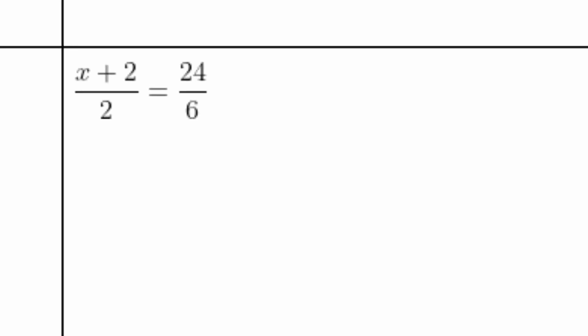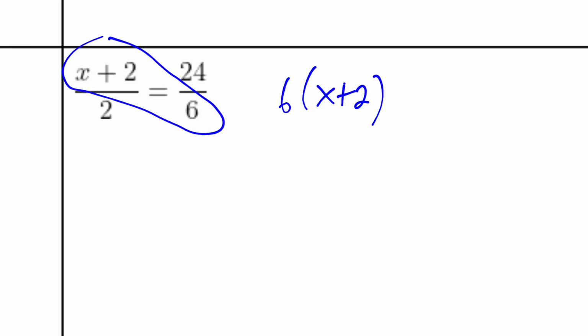This sort of cross multiplying can be a little more confusing if you don't write it correctly. That's how you write it. You keep the x plus 2 inside of parentheses, and you put the 6 on the outside. The other is 2 times 24.